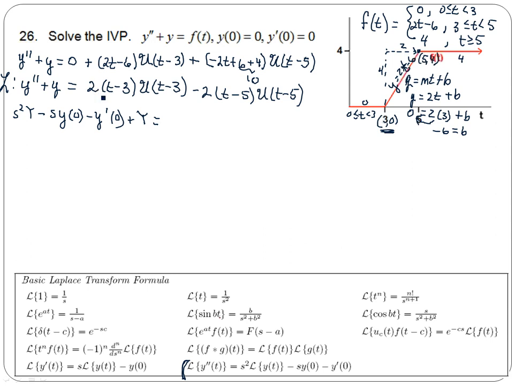here when I do the Laplace of 2 times t minus 3 times u of t minus 3, this Laplace of the u of t minus 3 is going to give me an e to the negative 3s times the Laplace of 2t. And the Laplace of 2t, because remember that shift is taken into account by this exponential function, is the same as 2 times the Laplace of t, where the Laplace of t is right here, 1 over s squared. So I get 2 over s squared.